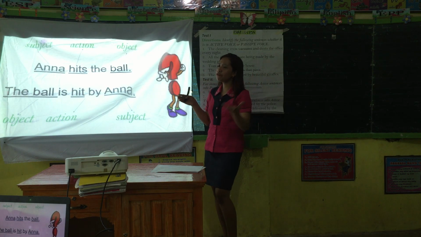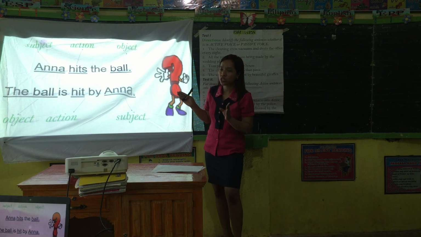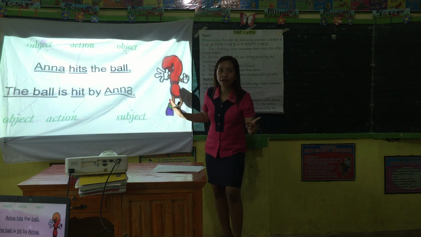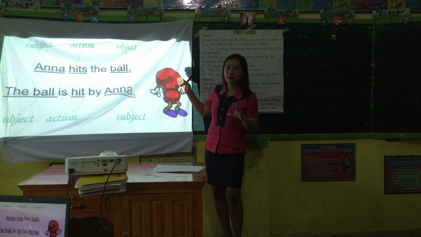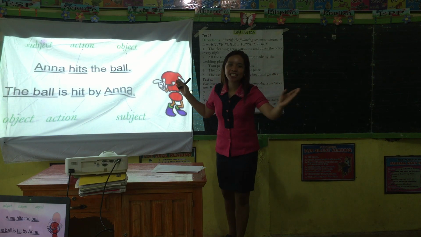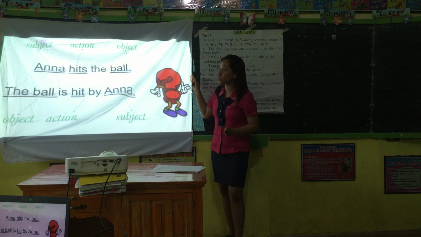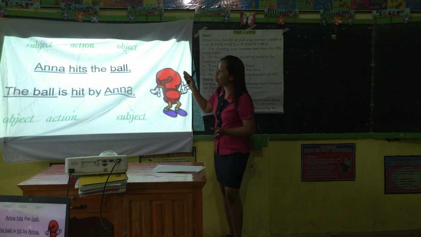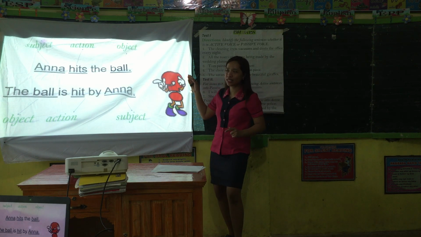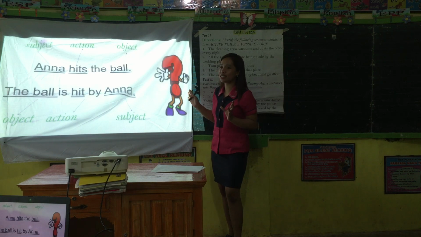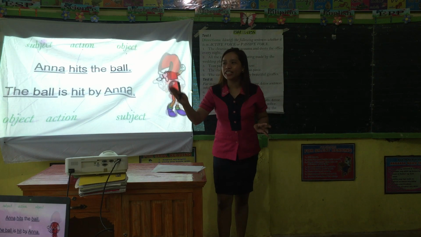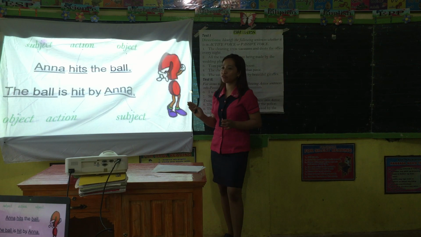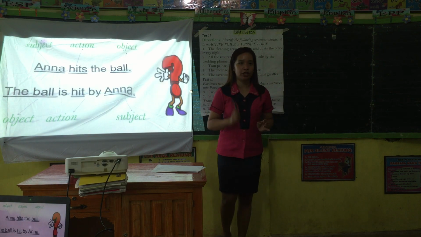While if a sentence is in passive voice, the action comes first before the subject. So therefore, the first sentence is an example of active voice, since the subject, which is Anna, comes first before the action, which is hits. And the second sentence is an example of passive voice, since the action comes first before the subject.